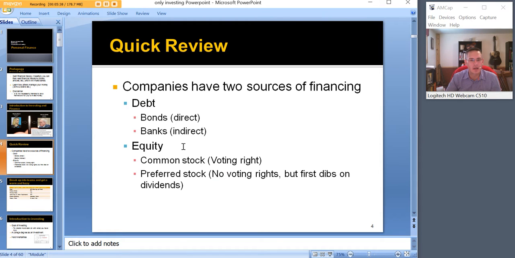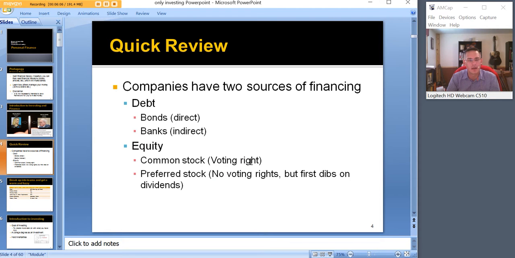And then on the other side of things, if a company doesn't want to use debt, they'll use what's called equity. Equity is usually known as common stock or preferred stock. With common stock, you have voting rights. Those principals that buy common stock can vote on certain overarching policies of the company. They don't usually vote on day-to-day operations of the company.